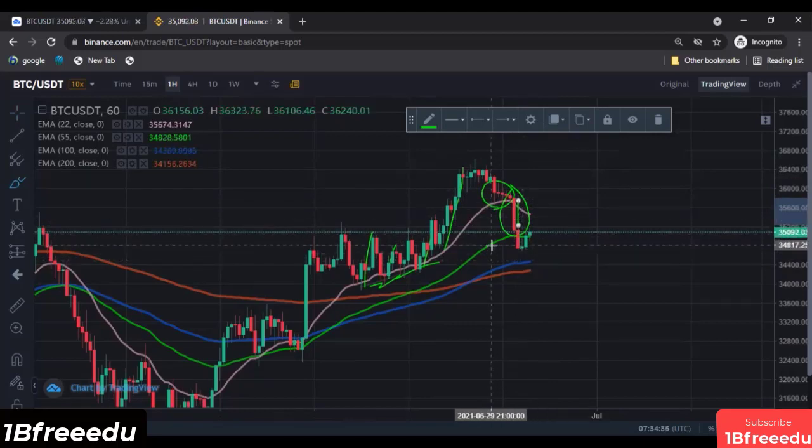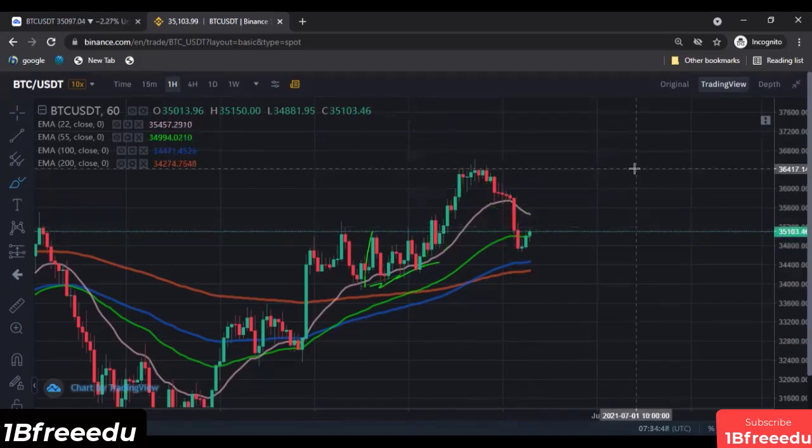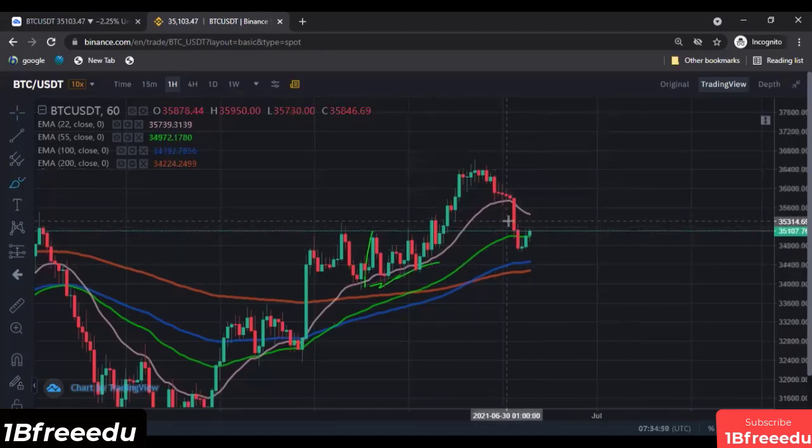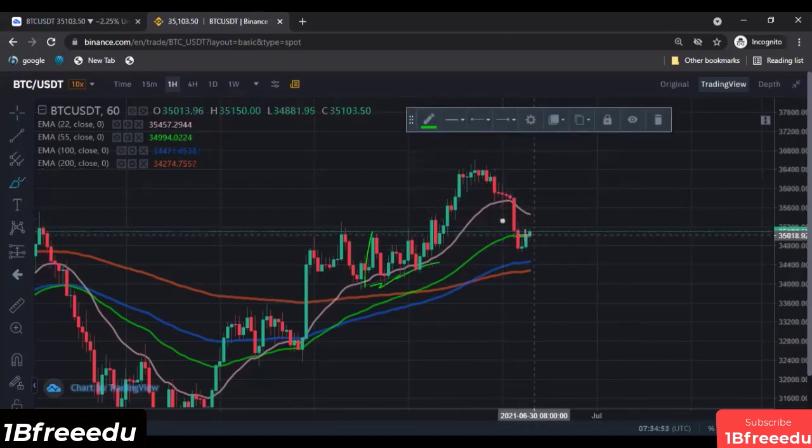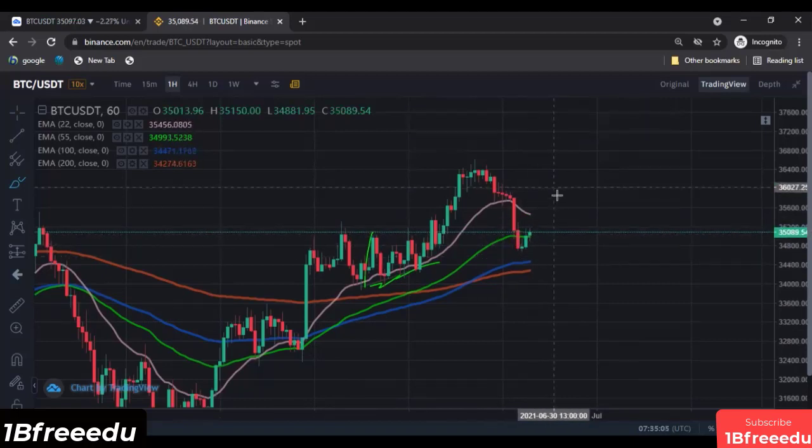But now we can see that these all were the supports previously. Now this green one, which is 55 exponential moving average, which is this one, if I can show you, let me remove everything. Now you can see here that this green exponential moving average, the 55, has now become the resistance, because the candles are continuously trying to break this, but they are once, twice, thrice unsuccessful.